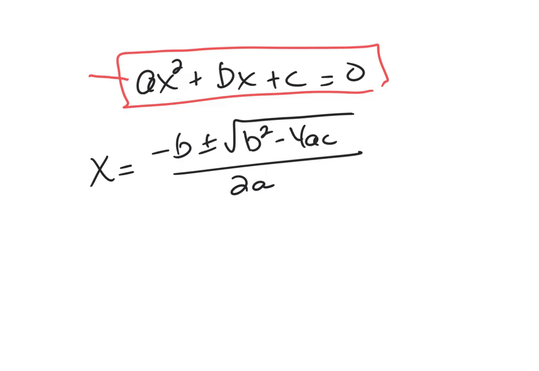The a is always the coefficient on the x squared. The b is always the coefficient on the linear term of the x, and c is the constant term. Okay, just the number over there.